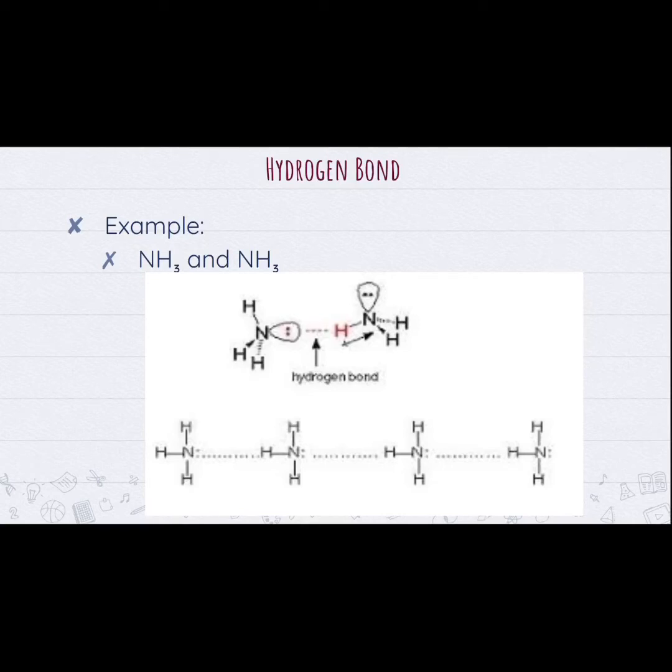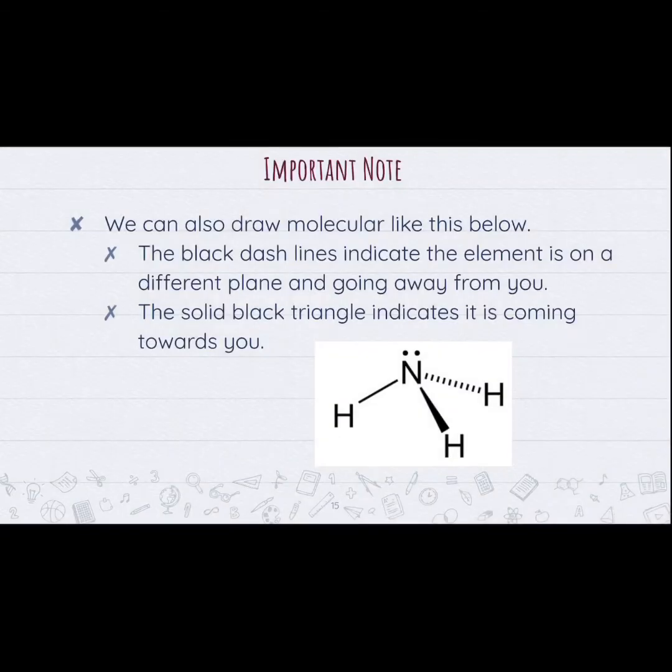Here's an example. So I have NH3, which is ammonia, bonded to another ammonia molecule. The hydrogen is wanting to bond with the nitrogen, so it's going to be attracted to those lone pairs on the nitrogen. The bond that's between the nitrogen and those lone pairs and the hydrogen is a hydrogen bond.